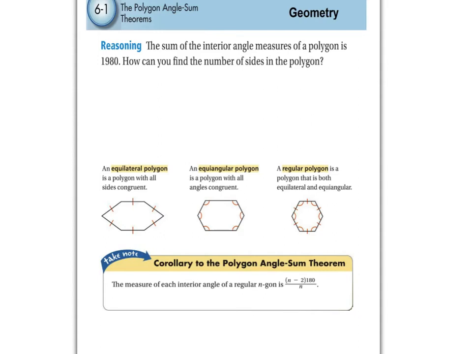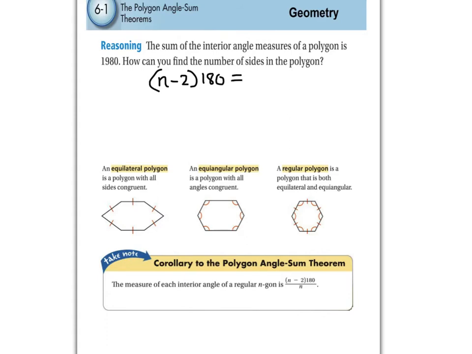Now let's take a look at the next example. It says the sum of the interior angle measures of a polygon now is 1,980. Now I'm giving you the total number of degrees and I want you to find the number of sides. So again, n minus 2 times 180.